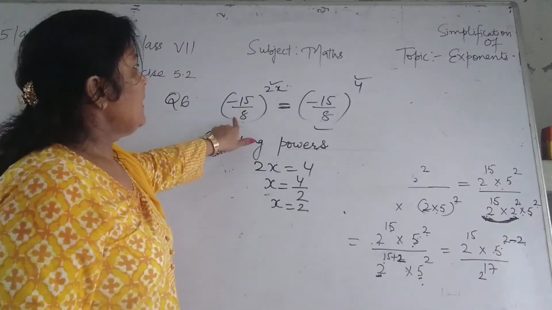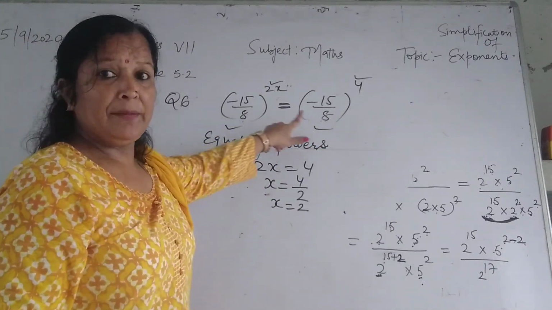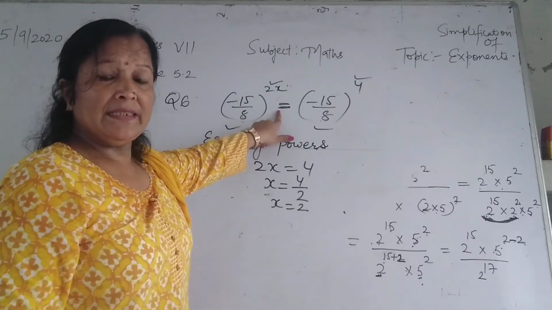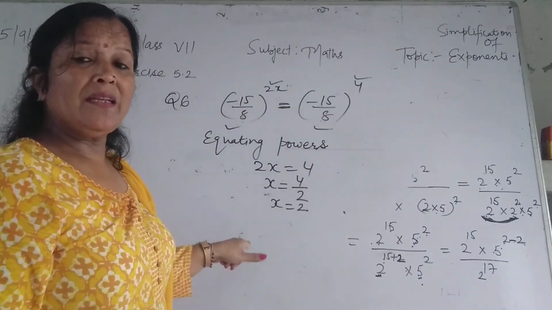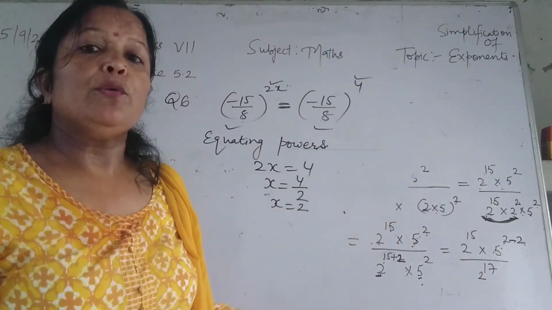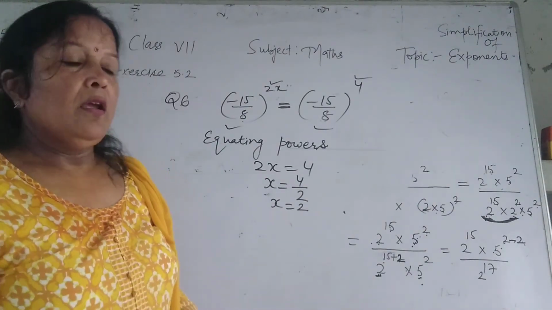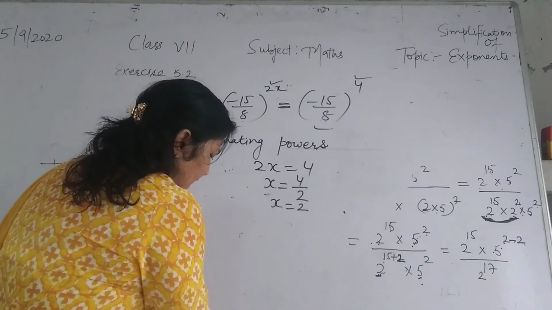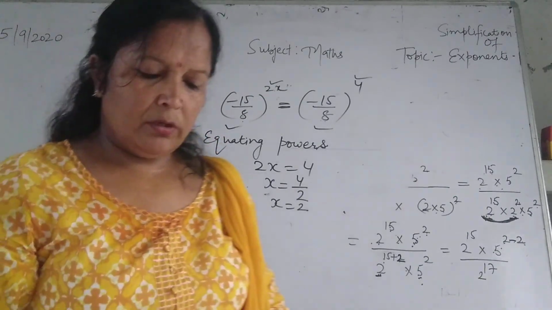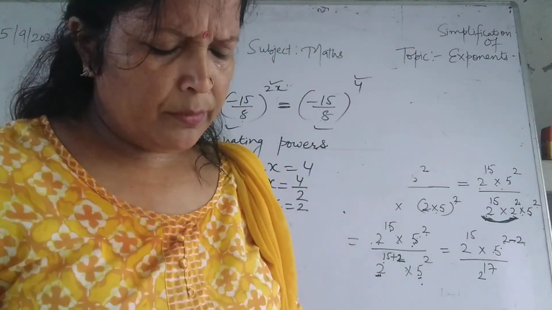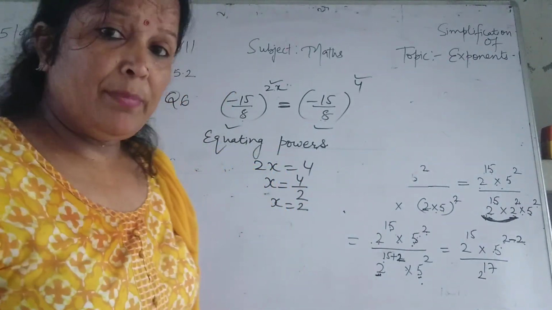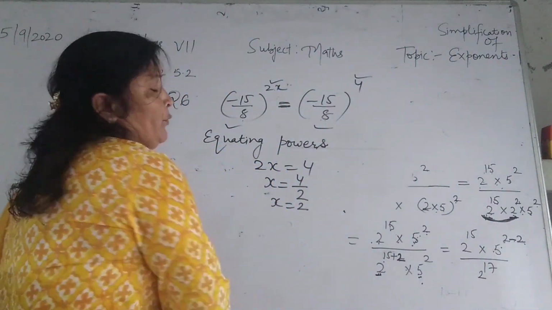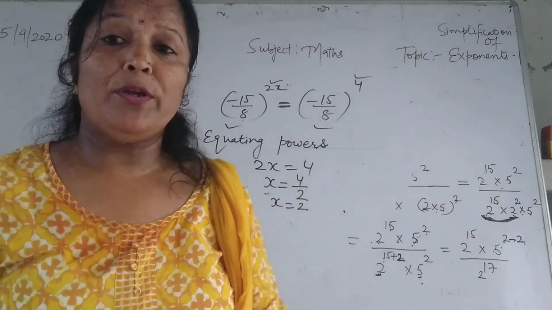The condition is that when the bases are same and the equality sign is here, the powers are equated to get the value of the unknown. Okay. One of the examples is also there in your book: Example number 8. This is totally based on equating powers. You will solve this exercise 5.2.